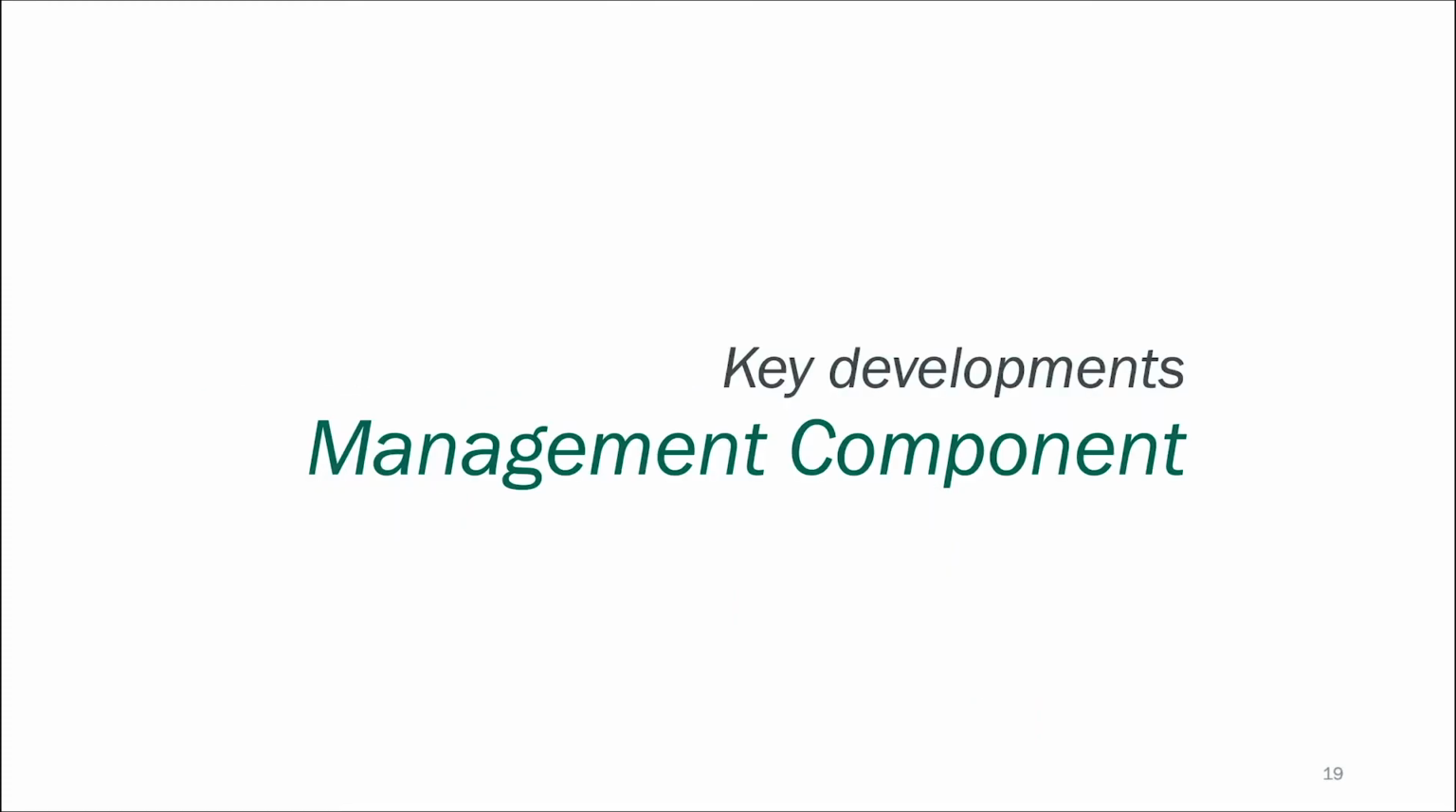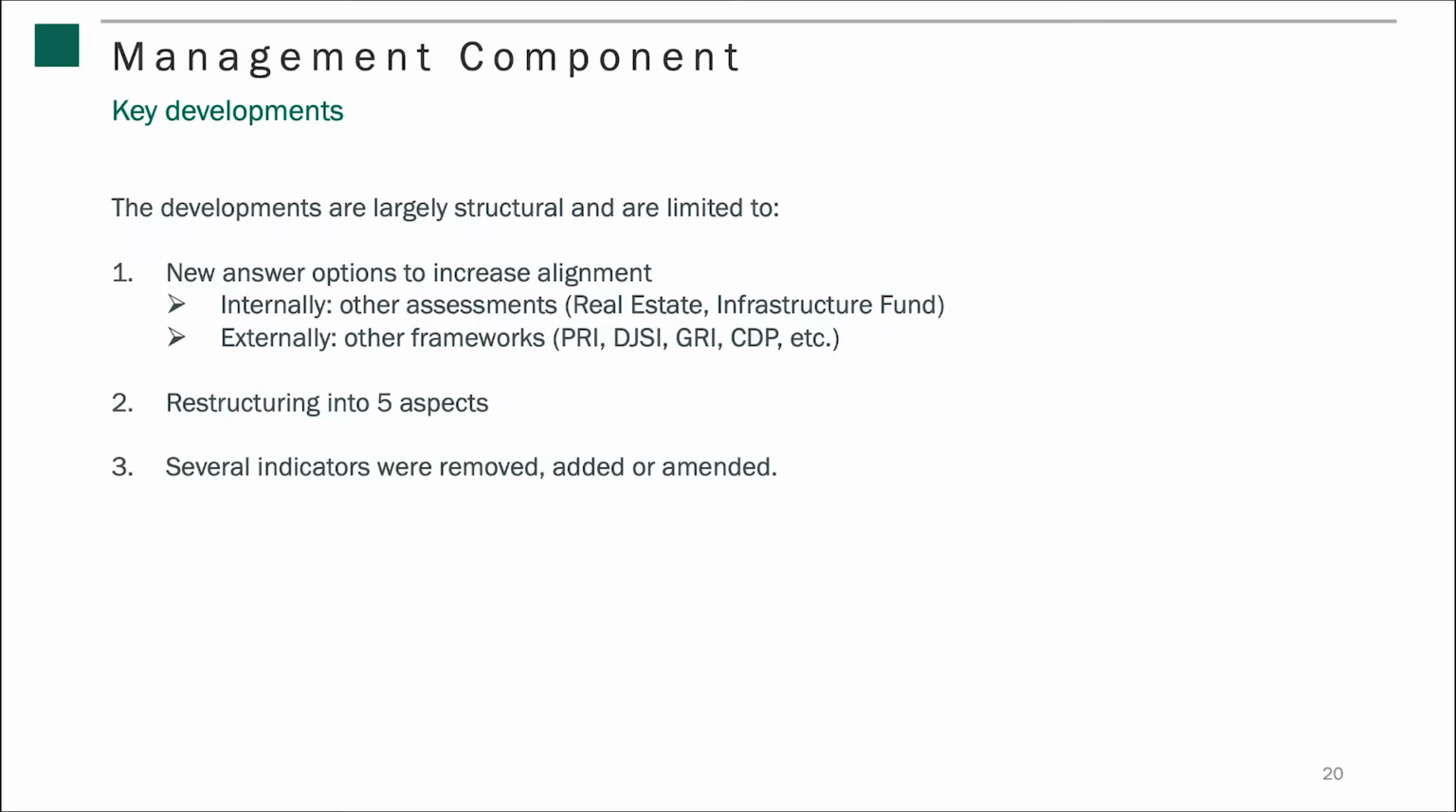Now let's take a look at the changes to the management component. Most of the changes in the management component are structural. First off, there are new answer options that allow better alignment with the other GRESB assessments, such as the real estate management component and the infrastructure fund assessment, as well as with external frameworks like PRI and GRI. All indicators have been restructured into 5 aspects, the same as in the real estate and infrastructure fund management components. Some indicators have been moved or reorganized.